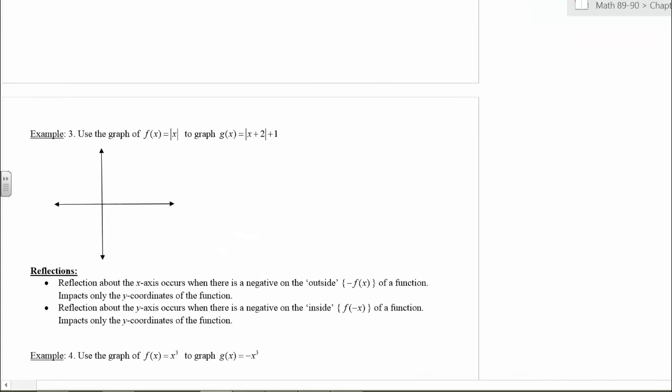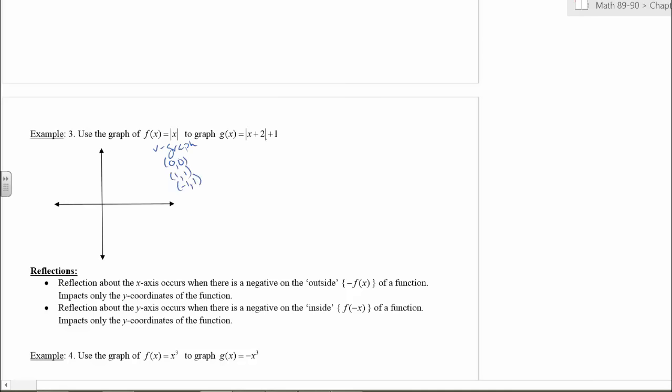Now, what's better than one transformation? 2 transformations. So example number 3, we have the graph of f of x is equal to the absolute value of x, and we want to graph g of x as the absolute value of x plus 2, plus 1. So again, we know this is a V-graph. We know what that basic graph has, what points we're going to follow.